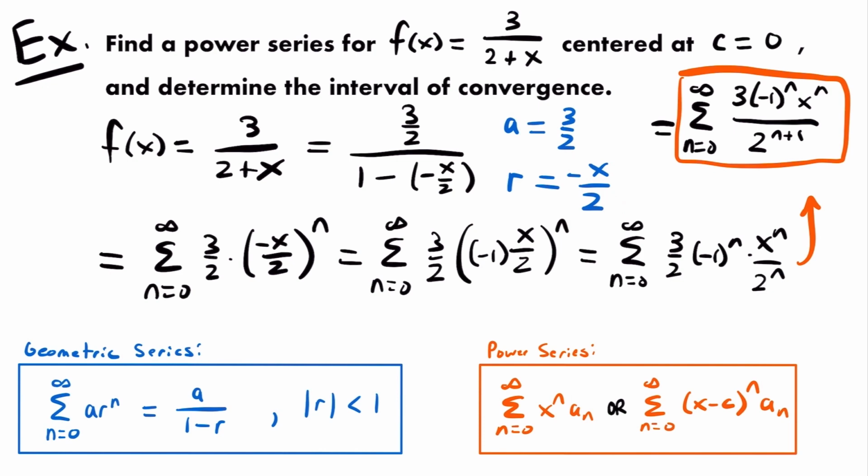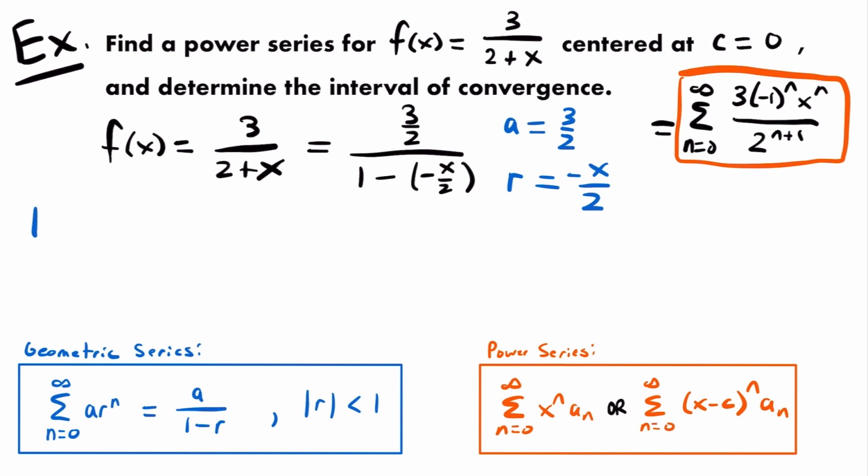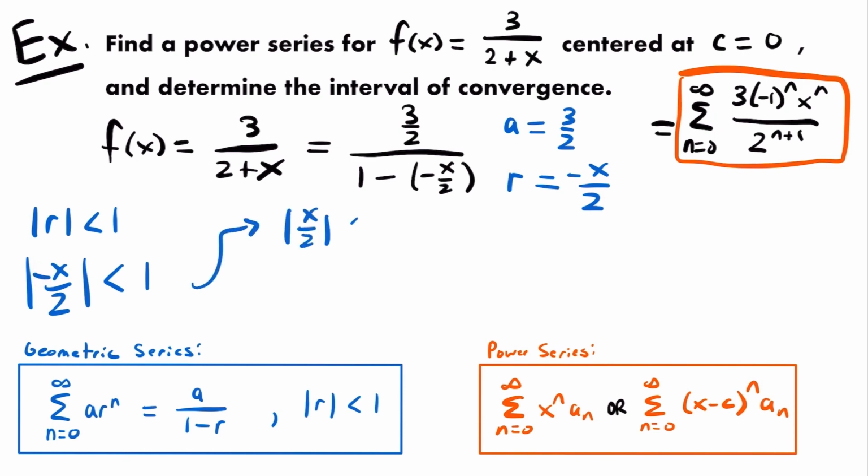So if I clean up my work, we want to check to see when the absolute value of r is less than 1, and r in this case is negative x divided by 2, so we're going to look at the absolute value of that and see when it's less than 1. We want to solve for the values of x, and so these absolute value bars are going to eliminate this negative sign. So what we're going to have is the absolute value of x divided by 2 is less than 1.